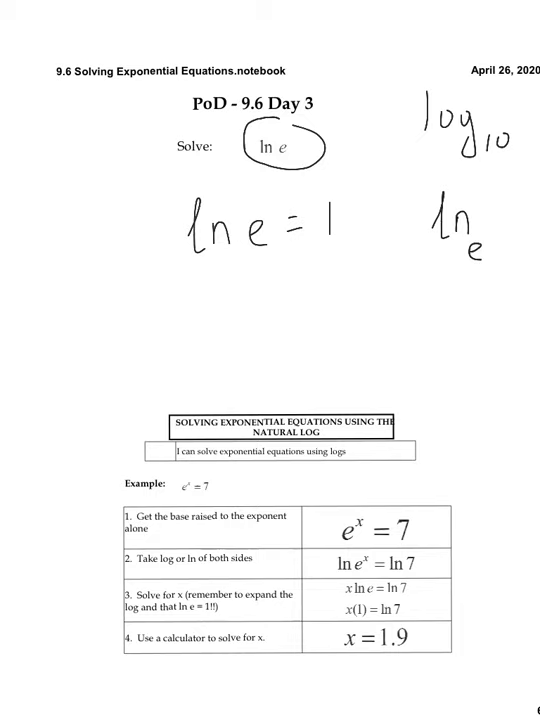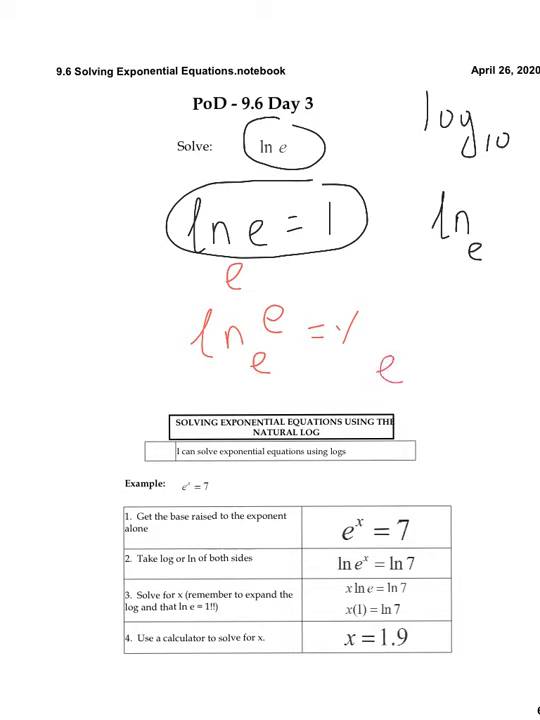Okay, so this is the fact that you need to know for today. ln e is equal to 1. And why is it equal to 1? Because technically it means there's an e over here. So if I give you this problem, ln e, now it's confusing. This means e to what power is equal to e? And the answer is x has to be equal to 1. So the fact that you have to know today is this: ln of e is equal to 1.